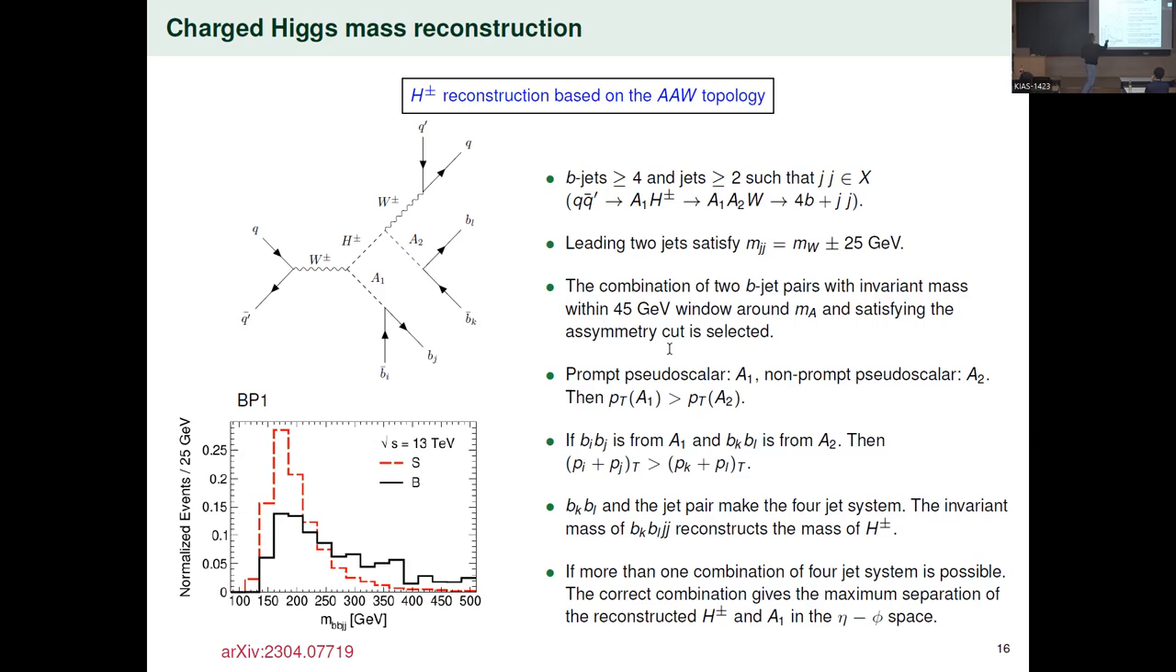Once I have identified that BK and BL are coming from A2, this BK, BL and the jets from the W boson make a four-jet system, whose invariant mass will reconstruct the mass of the charged Higgs. Now it might happen that more than one combination is satisfying this criterion. Suppose BK and BL and BI and BJ should have invariant mass within this 45 GeV window of the pseudoscalar, but in some cases BK and BJ also satisfy this criterion. Then we have to find out which is the correct combination. The idea is that the reconstructed charged Higgs and the prompt pseudoscalar should have maximum separation. That criterion is used to find the correct combination if we have more than one combination.